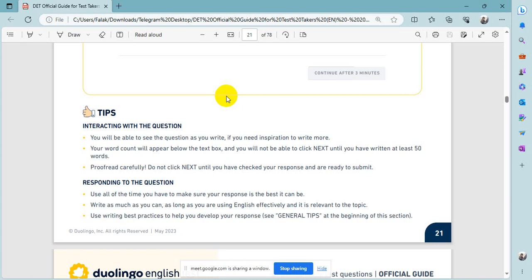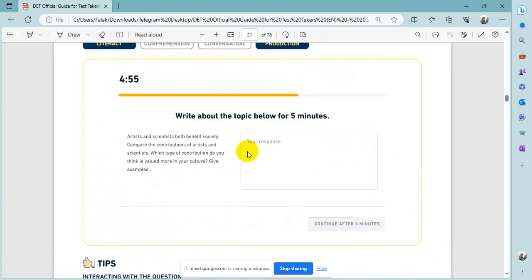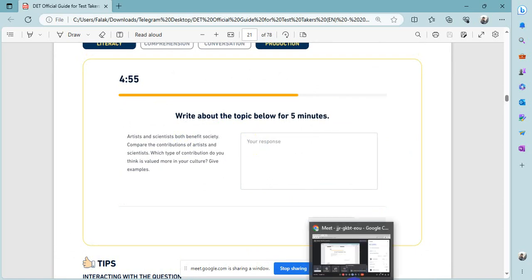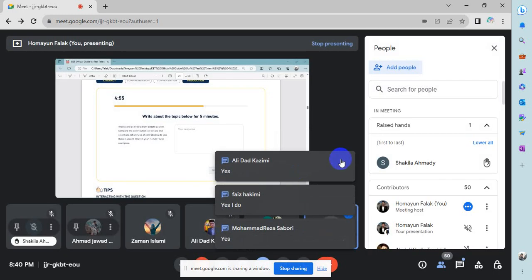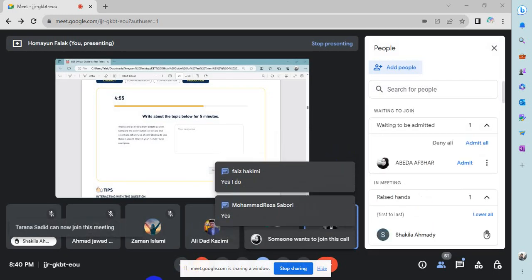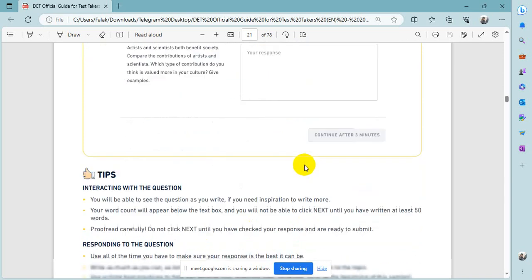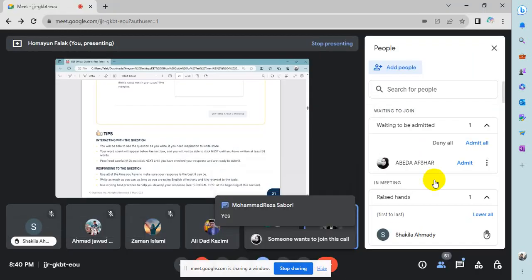It means the question will not disappear. You have the box on the right side to type your answer, and you have the prompt on the left side also. So don't be worried about it. You will not lose the question. The prompt will not disappear, and you will have the prompt all the time.